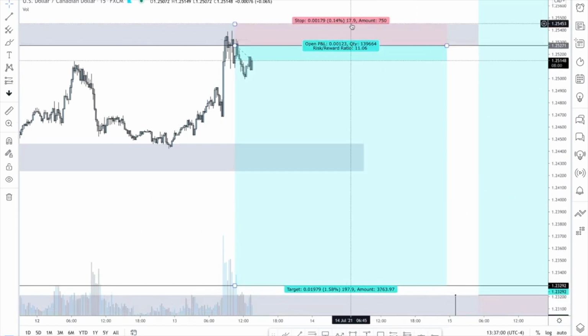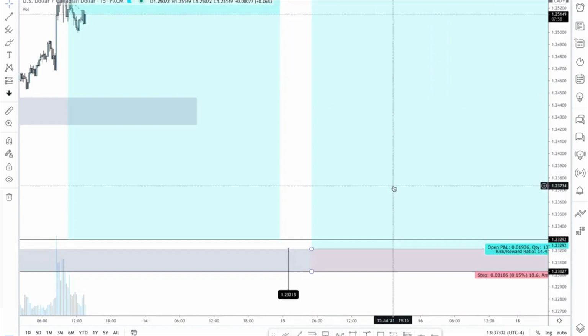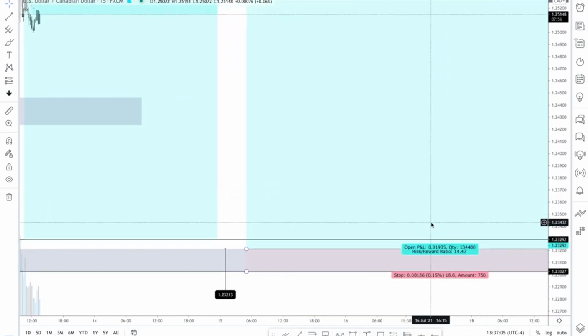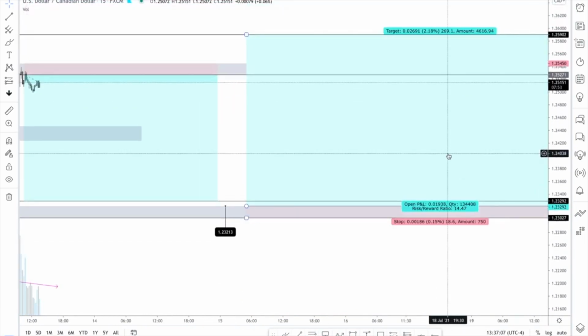We're risking around 17.9, and then this trade down here we'll be looking for around 18.6 pips of risk, and we'll be looking for 269.1 pips.